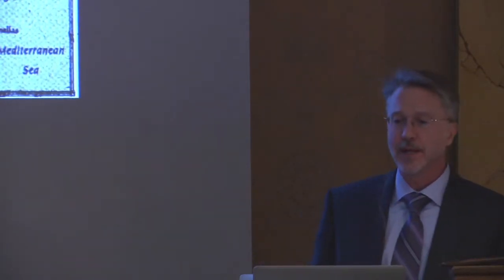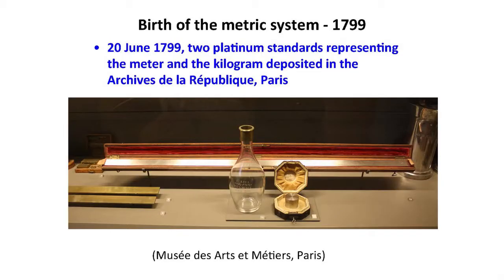So the measurement was made, and it was the birth of the metric system. That was the definition of the meter. And then from a cubic decimeter of water came the first kilogram of the archives, or the kilogram of the archives shown here.